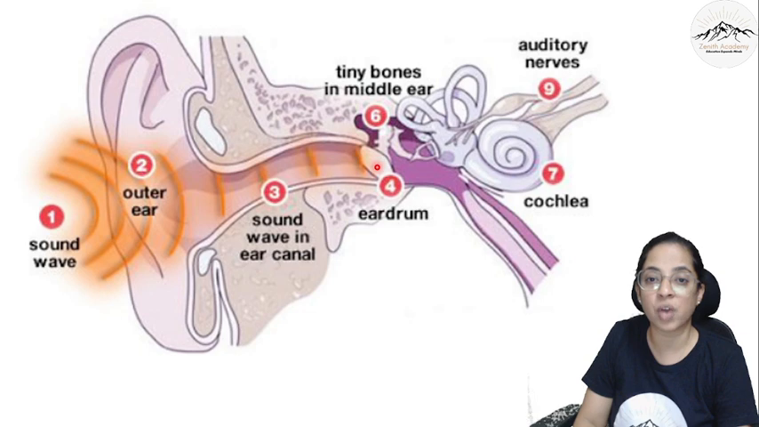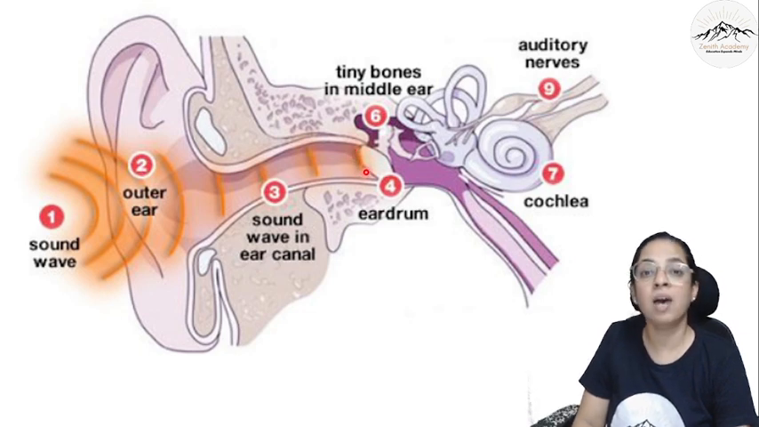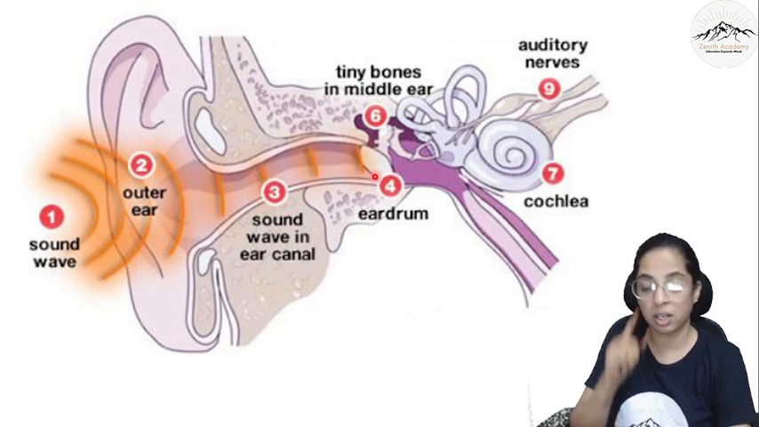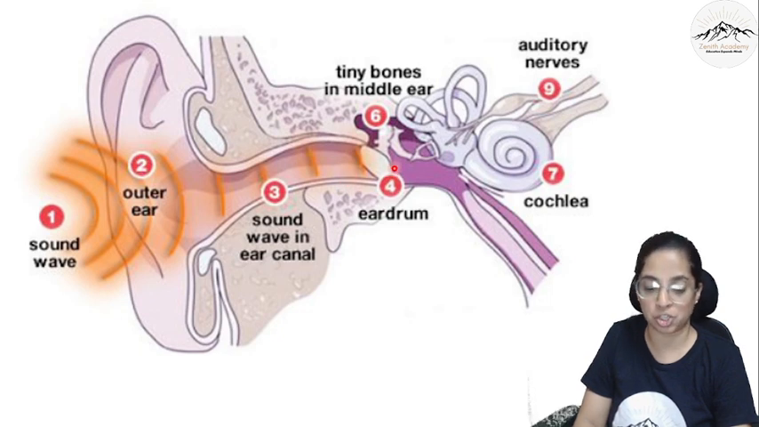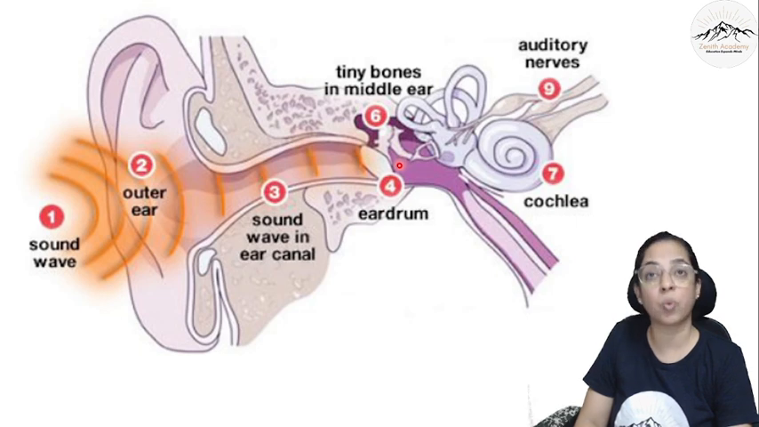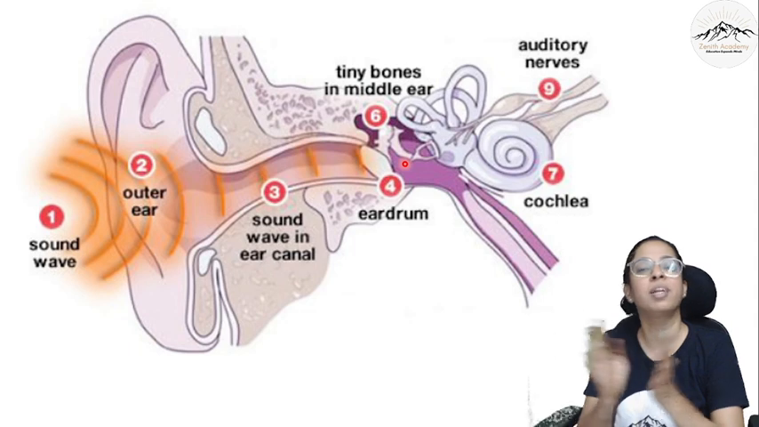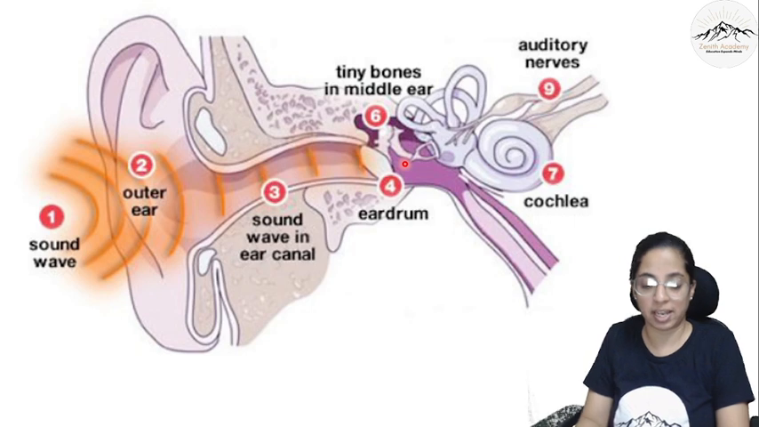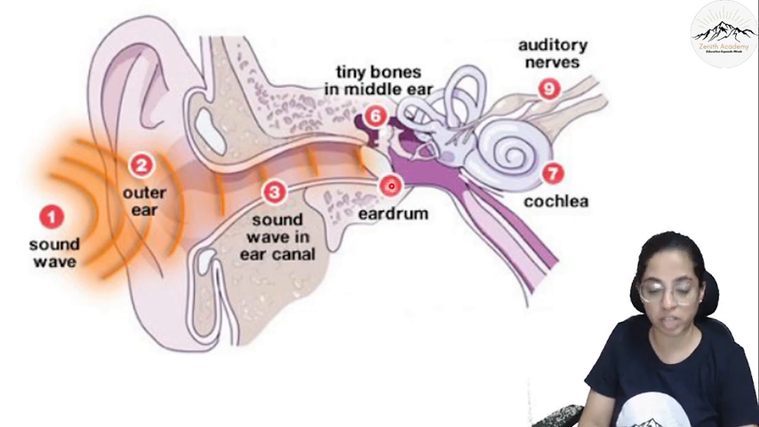Now they finally strike on the eardrum. This is the eardrum. Now I have told you that this outer ear contains pinna, the auditory canal, and a eustachian tube, right? So what is the function of this eustachian tube? It will equalize the air pressure on either side of the eardrum, allowing it to vibrate freely, if there is an equal air pressure on both the sides. So that is the main function of eustachian tube.